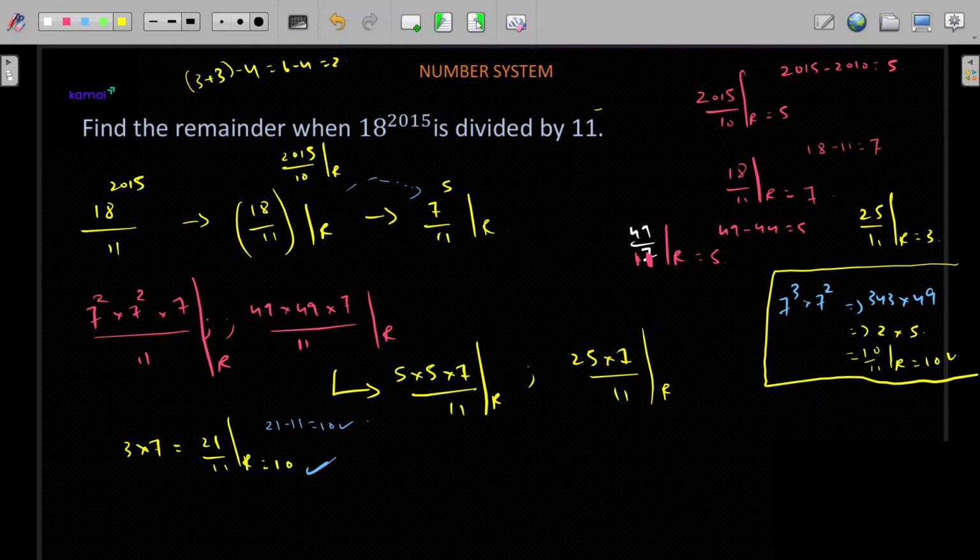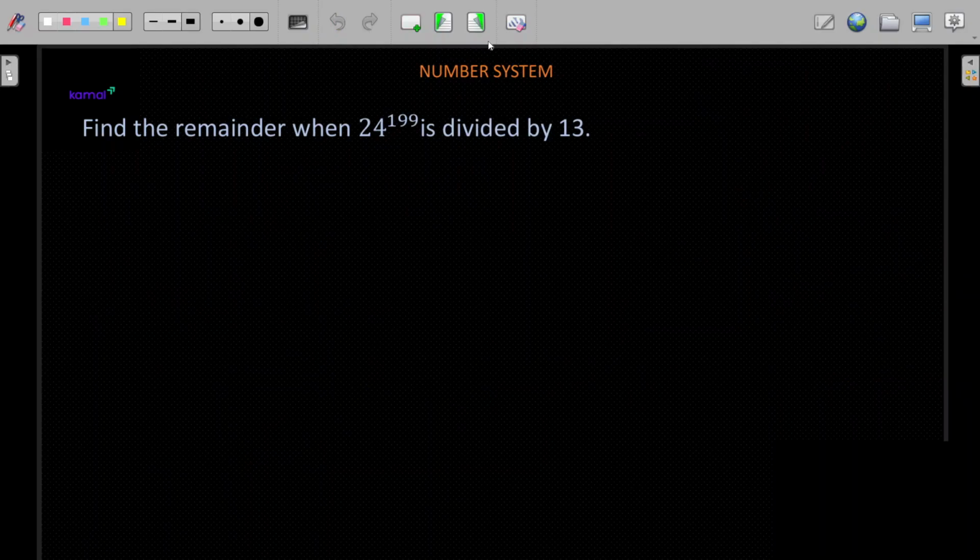Now let us move to next question. 24 power 199. So the same thing. The question is 24 power 199 divided by 13. What will be my remainder? So first thing is, I can see 24 and 13 are co-prime to each other because 13 is also a prime number. So eventually it will become 24 power the remainder of 199 by 13.